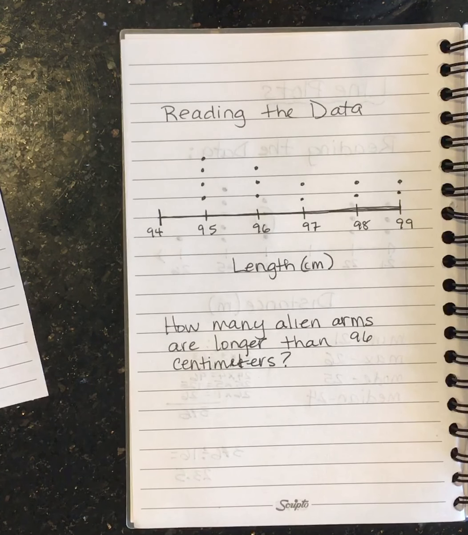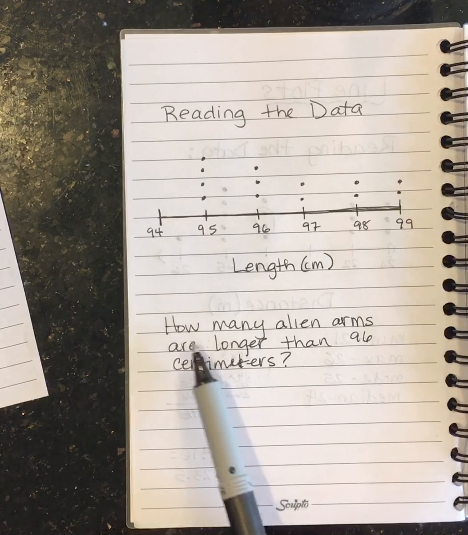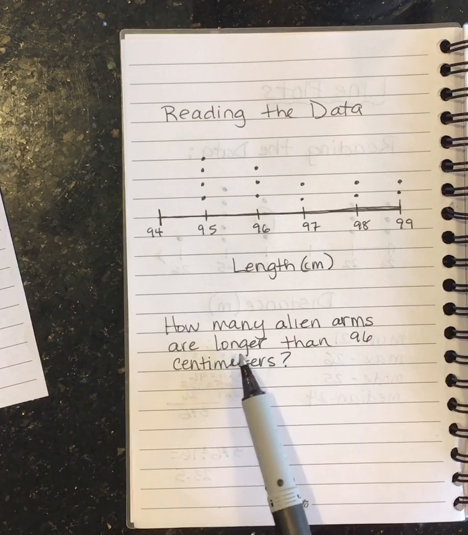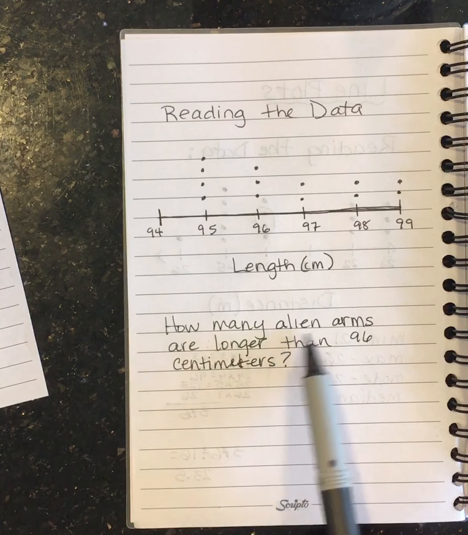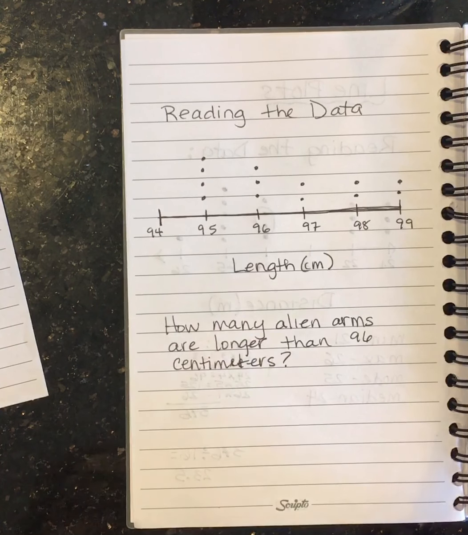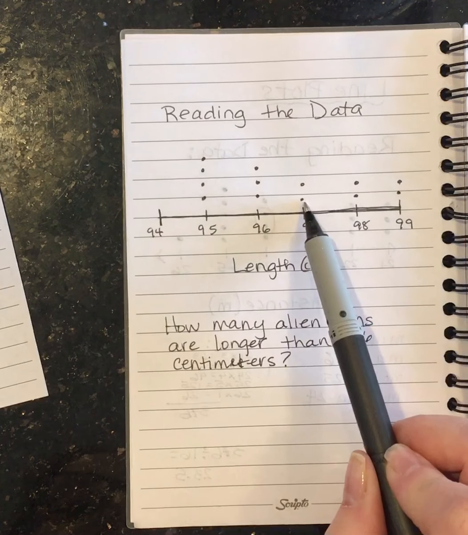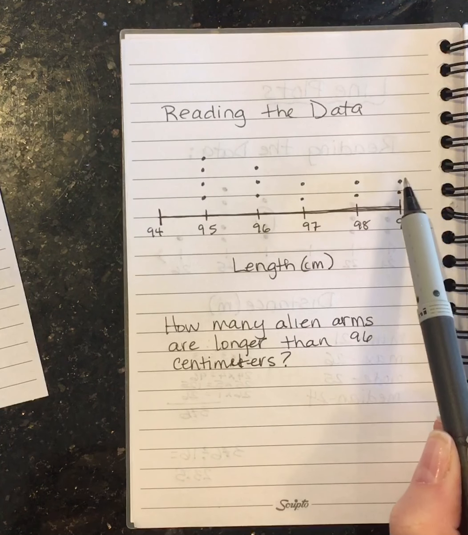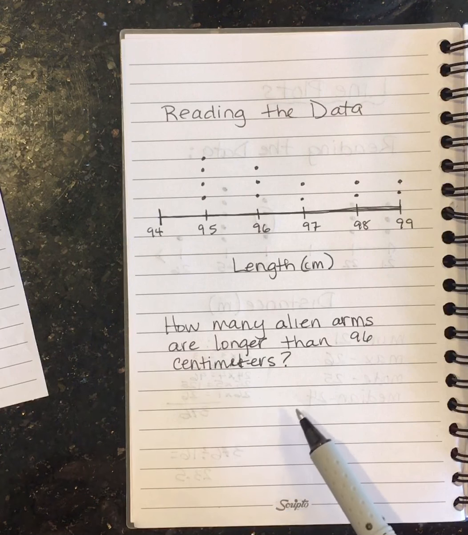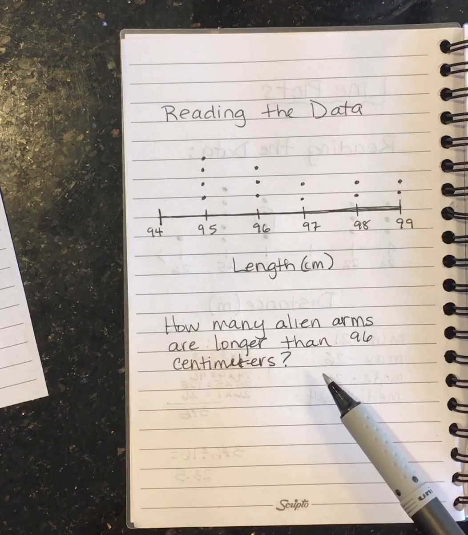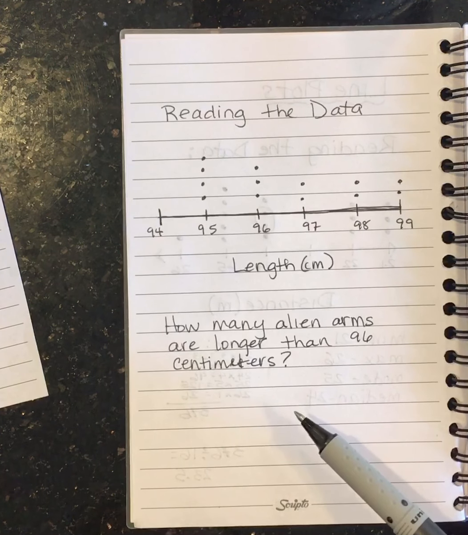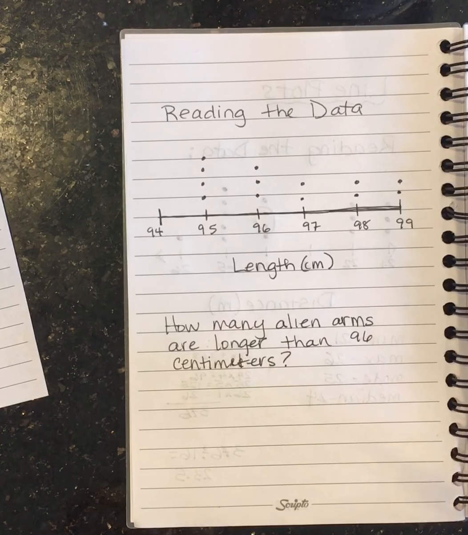If I'm being asked to read the data, here it says, how many alien arms are longer than 76 centimeters? I'm not sure where we're getting aliens from, but we would say, okay, let's count all the dots that are above 96. 1, 2, 3, 4, 5, 6. The answer would be that there are 6 alien arms that are longer than our 96 centimeters. So hopefully reading this with a simple question will not be difficult.